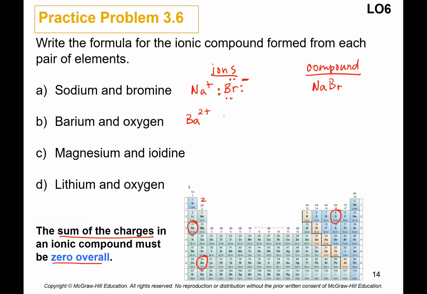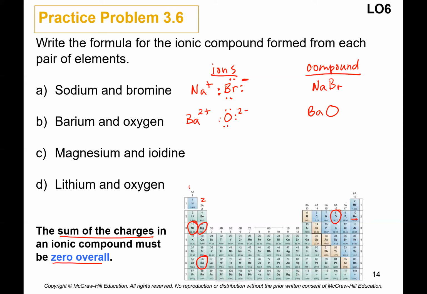Now let's look at oxygen. Oxygen is going to want to gain 2. That's the shortest path to become like neon. So oxygen will have 8 valence electrons around it, and then it will have a 2- charge. Now, when these two bond together, barium has a 2+, oxygen has a 2-. Those two will cancel out to 0. So you only need one of each element, each ion.